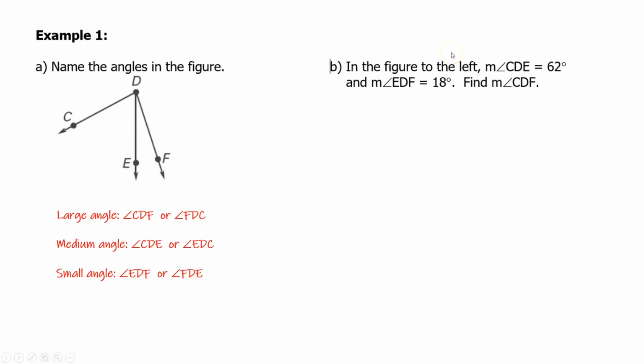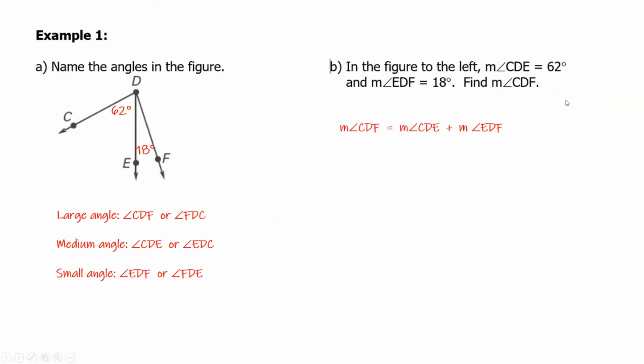Now, in the figure to the left, if I know that the measure of angle CDE is 62 degrees, notice here if I'm trying to talk about the measure of an angle, I put this M in front. The M in front means that you're looking at the measure of the angle and not the name of the angle. So the measure of angle CDE is 62, and the measure of angle EDF is 18. So let's label that there in our diagram. We want to find the measure of angle CDF.